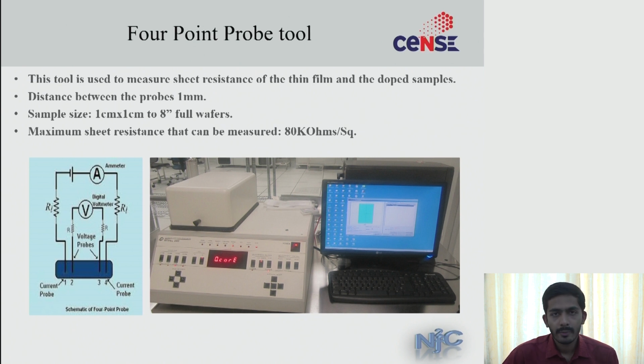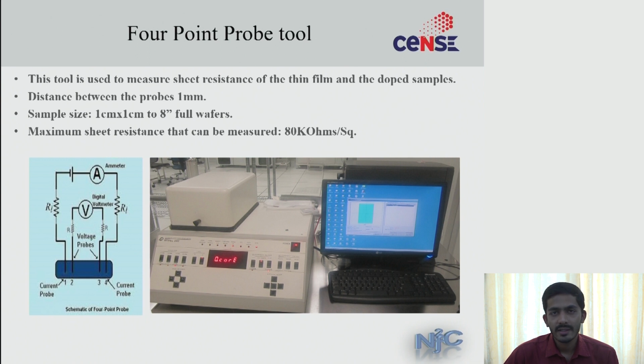Next, coming to the 4-point probe tool. This is used to measure the sheet resistance of your thin film. It could be a metallic thin film or after your doping process. This tool is used to measure sheet resistance up to 80 kilo ohms. The sample size can be 1 cm up to 8-inch full wafer, and this is mainly used when you have done any doping or any metallization and want to characterize its resistivity.